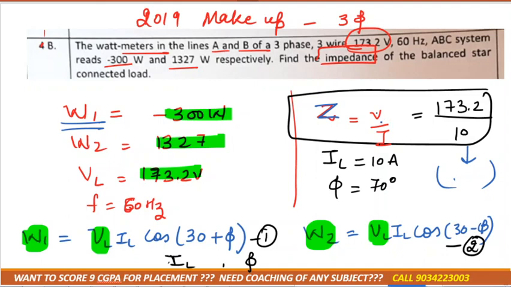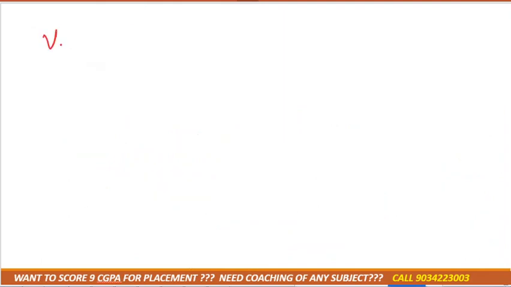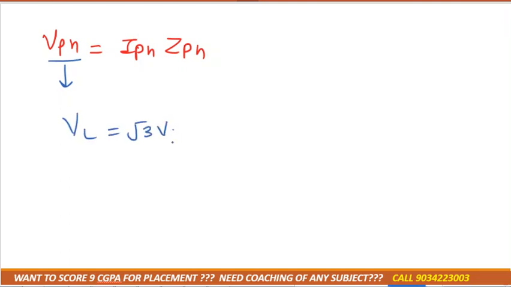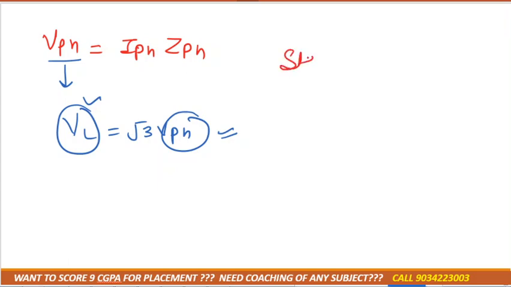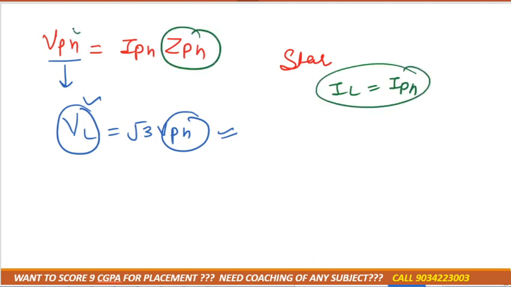But see, we have the formula VPH is equal to IPH multiplied by ZPH, right? So first of all, we know the value of VL, right? So VL is equal to root 3 VPH. If we know the value of VL, can we get VPH? Yes or no? Now this is for the star connection, and if we know the value of IL, can we get the IPH? It is the same, right? So after substituting the values of VPH and IPH, we'll get the ZPH. Got it?